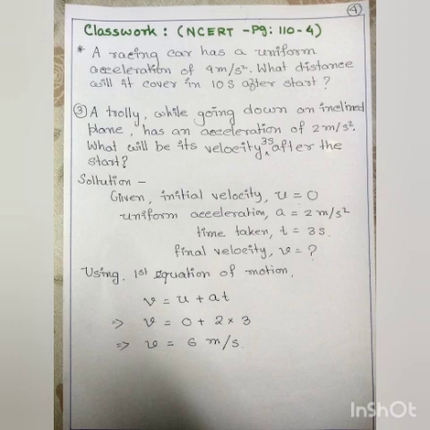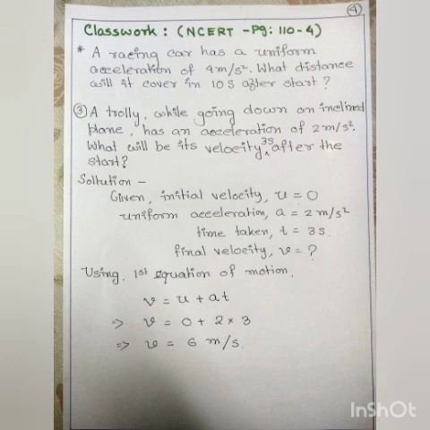A trolley while going down an inclined plane has an acceleration of 2 meter per second square. What will be its velocity 3 seconds after the start? See, here given initial u equals to 0. Here also, 3 seconds after the start means initial velocity u equals to 0. Clear? Uniform acceleration a is 2 meter per second square. Time taken t is equals to 3 seconds. And we have to measure the final velocity here.